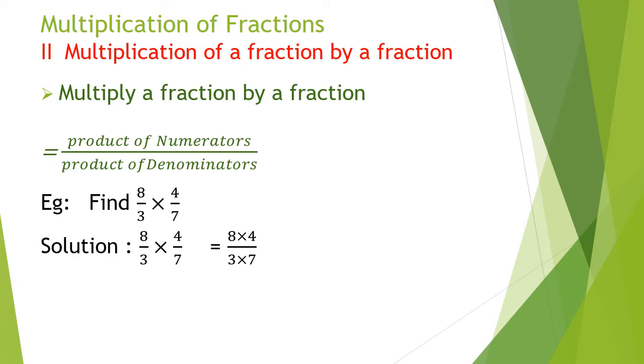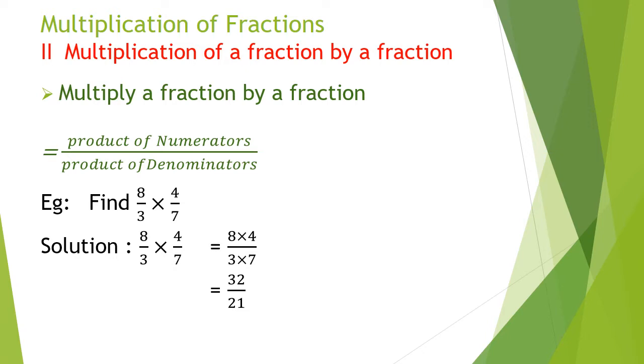Here the numerators are 8 and 4. So the product of numerators is 8 into 4 whole divided by the product of denominators, 3 into 7. If any common factor is there in numerator and denominator, we can cancel it in this step. Here there is no common factor between numerator and denominator. So the answer is 32 upon 21.